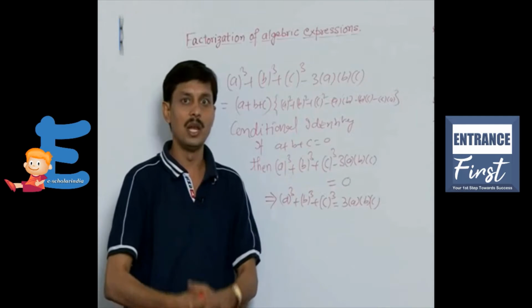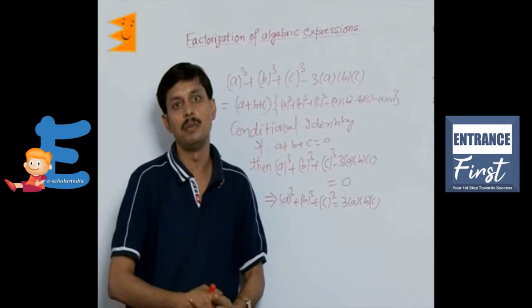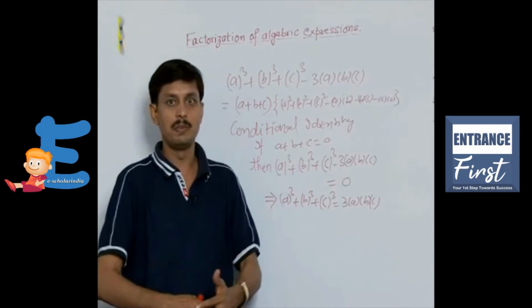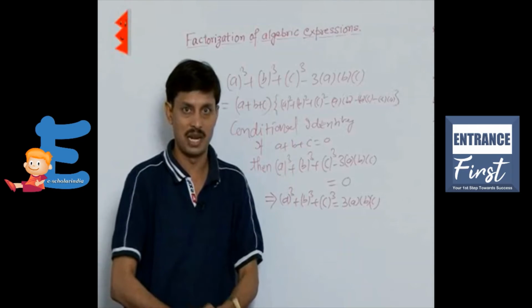But in case of finding a value, a³ + b³ can be used as (a + b)³ − 3ab(a + b). And a³ − b³ can be said as (a − b)³ + 3ab(a − b).